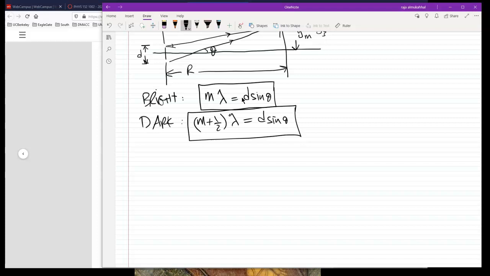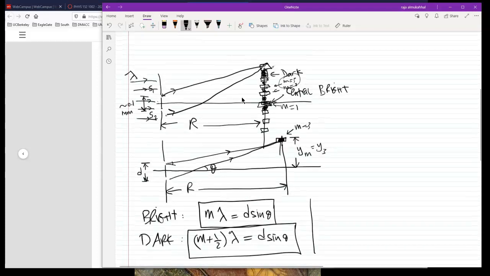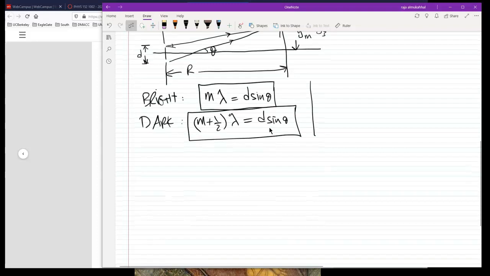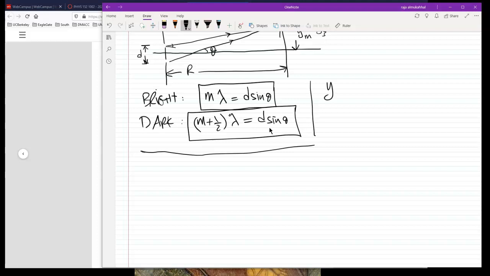Now the other one is that if I am interested in finding the height to whatever order, to dark or to bright, you can look at the derivation, but I'm not going to derive it here. You don't need it anyway. So y sub m for bright, this is for bright.